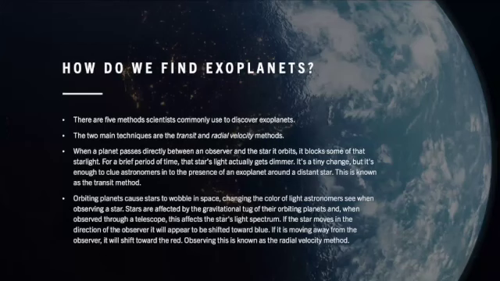How do we find exoplanets? Well, there are 5 methods that scientists commonly use to discover exoplanets. And the 2 main techniques are the transit and the radial velocity methods.